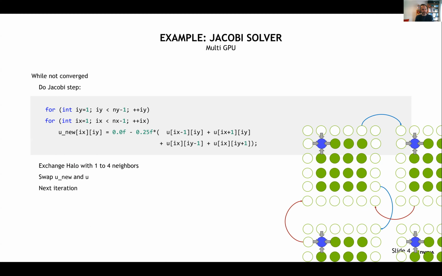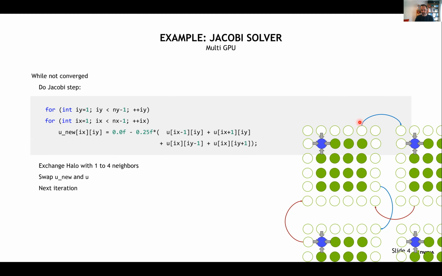Okay, to get everyone on the same page, how does that look? We have an iterative process where we iterate until we have converged. In every iteration, we execute a Jacobi step where every part of the domain, each GPU, processes the interior part of the domain, updating a new array with essentially the average of the neighboring values from U. And after that, we need to propagate information across the whole domain by exchanging our halos with 1 to 4 neighbors.